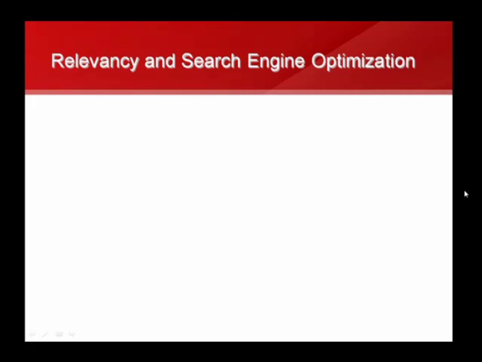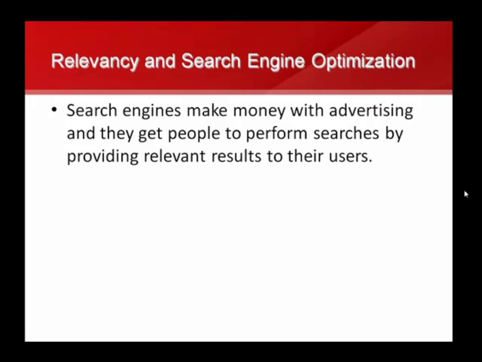And we're going to talk next here about relevancy and search engine optimization. The search engines make money, just so you know, with advertising, and they get people to perform searches by providing relevant results to their users. So basically what that means is that Google gets its money from advertising revenues. All the pay-per-click ads and a lot of that stuff you see, that's how Google makes their income. And so they want people to perform searches on their site, and to come to their site often because they're finding the information that they want online.